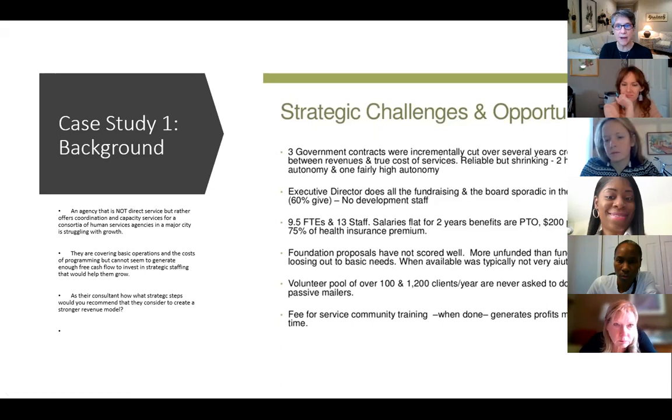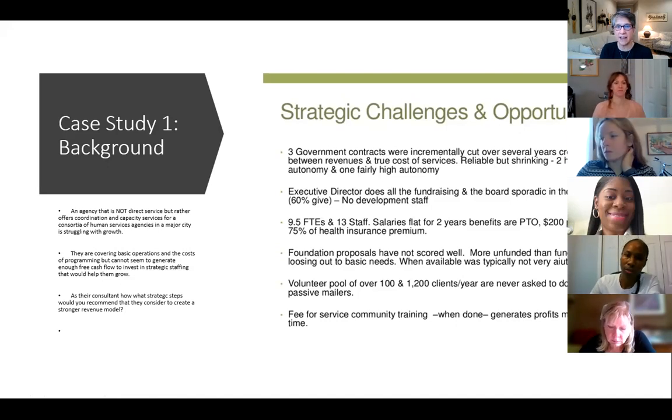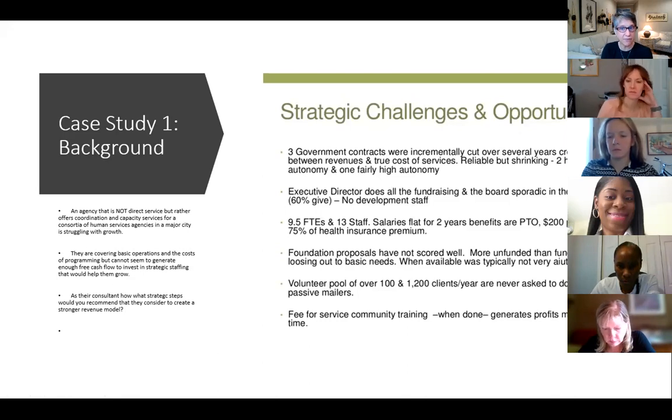The executive director does all the fundraising, and the board is sporadic in their support, 60% give. There's no development staff at this organization. There's 9.5 FTEs and 13 staff. The salaries have been flat for 2 years.